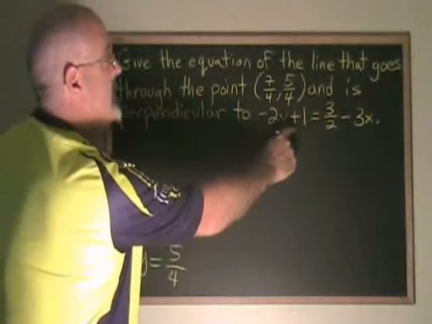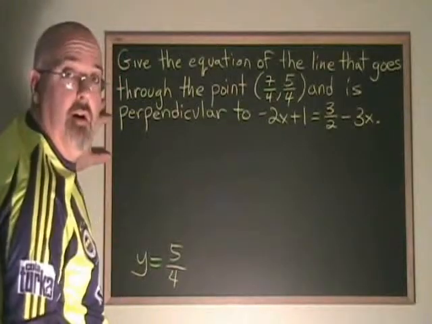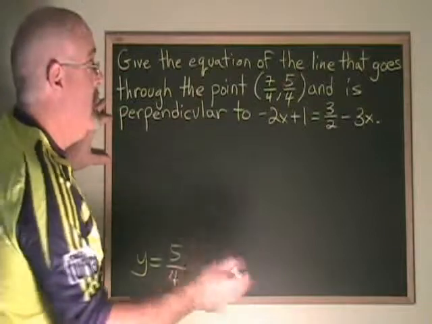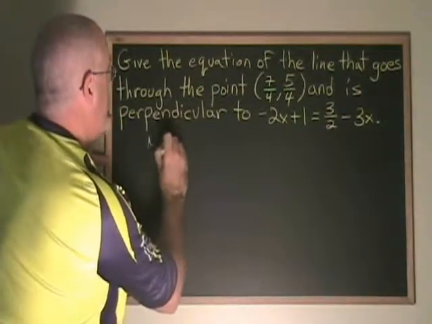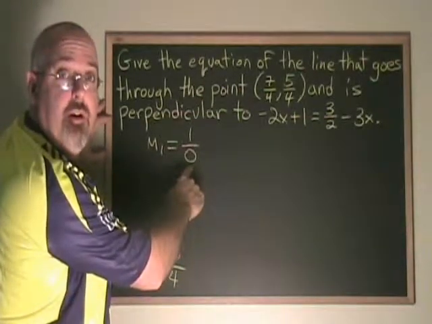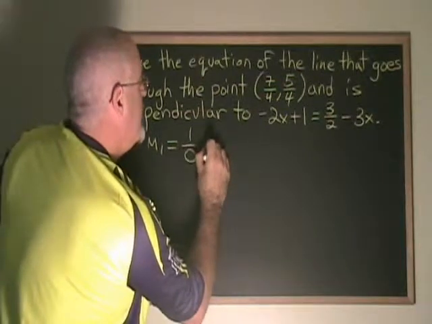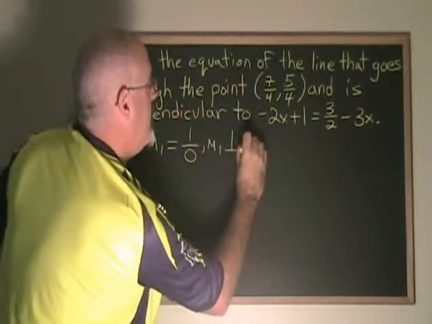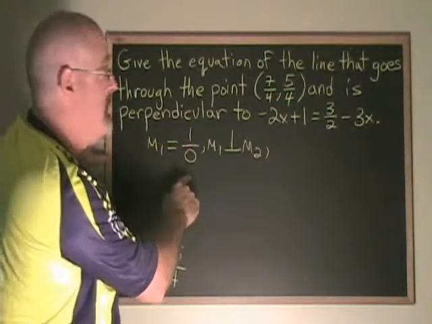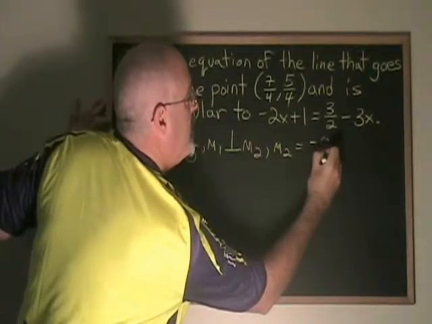The first thing to do is to find the slope of this line. Since it's a vertical line, its slope is undefined. It's going to be a constant number over 0. So I can just say m1 is equal to 1 over 0. This is the simplest fraction that is undefined. And since m1 is perpendicular to m2, m2 will be the negative reciprocal of this fraction. It would be negative 0 over 1.